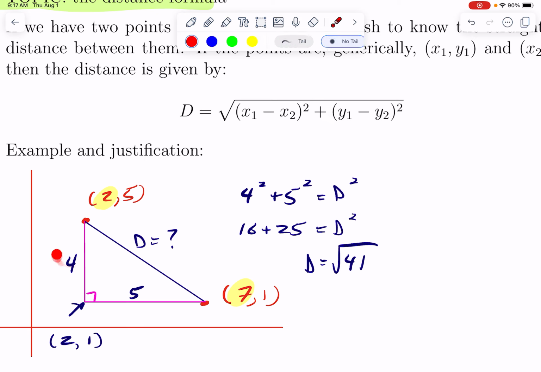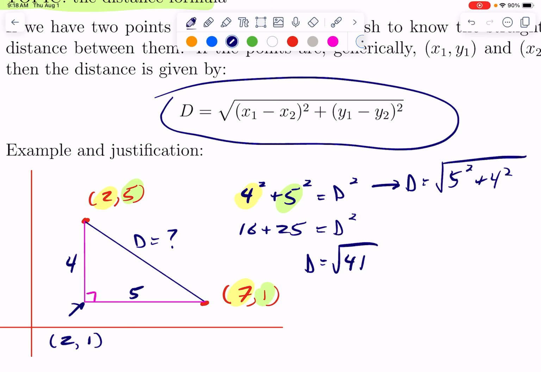Where did this 4 come from? That came from subtracting the y coordinates. And then we did the Pythagorean theorem, right? So the distance here was the square root of 5 squared plus 4 squared. And that's what this is doing, right?